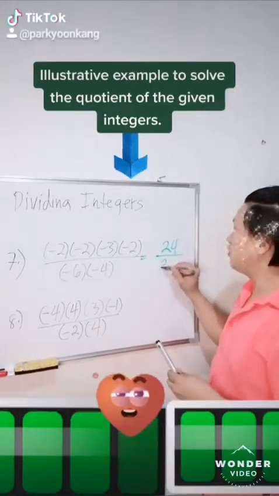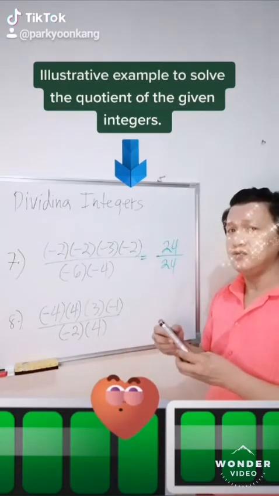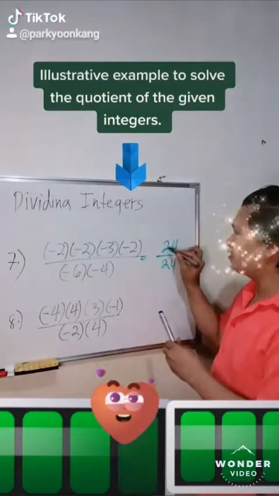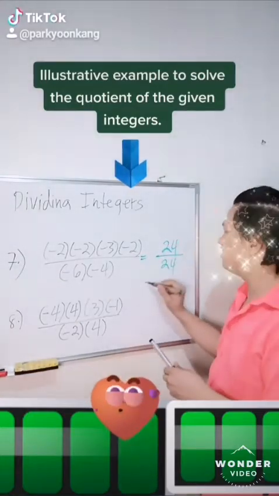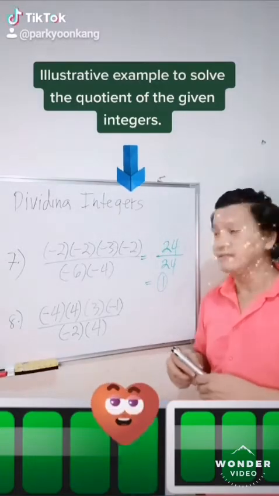This is simply 24. Okay. Since they have the same sign, that is the rule for same sign. That is positive. Therefore, if you're going to divide 24 divided by 24, the answer is simply 1. Okay. How about number 8?